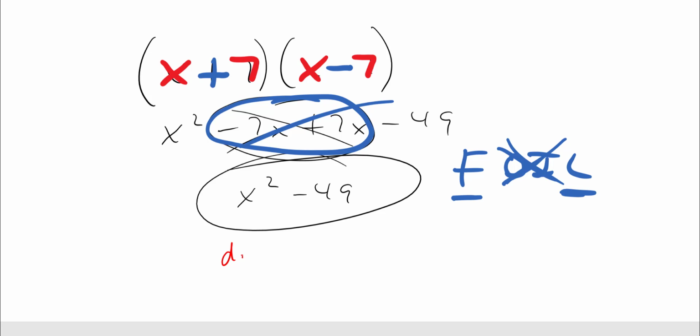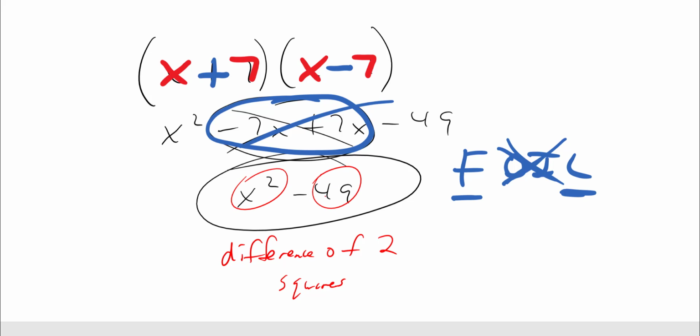This is called difference of two squares. Because x squared is a perfect square, 49 is a perfect square, and what does difference mean? Difference, of course, means subtraction. So it has to be all three of those things. First term squared, second term has to be a perfect square, and then it's got to be a minus sign. It doesn't work with plus, only for minus. Okay, so that's the difference of two squares.